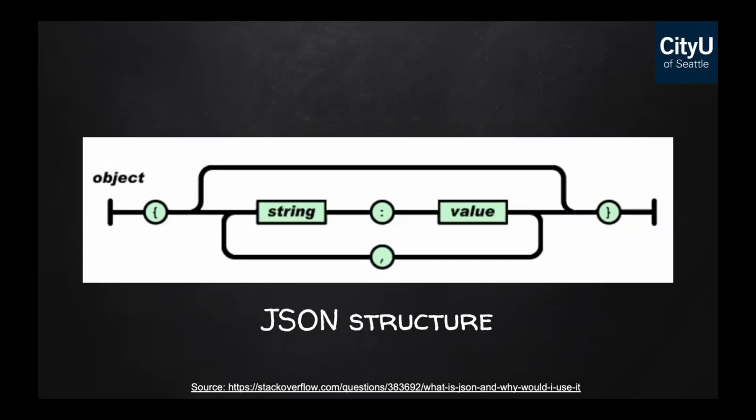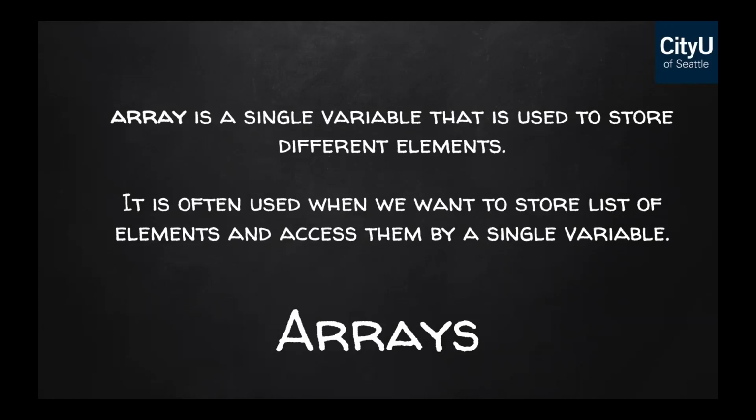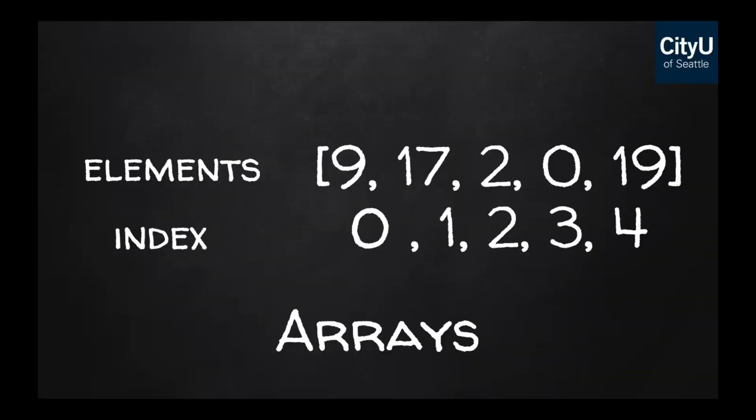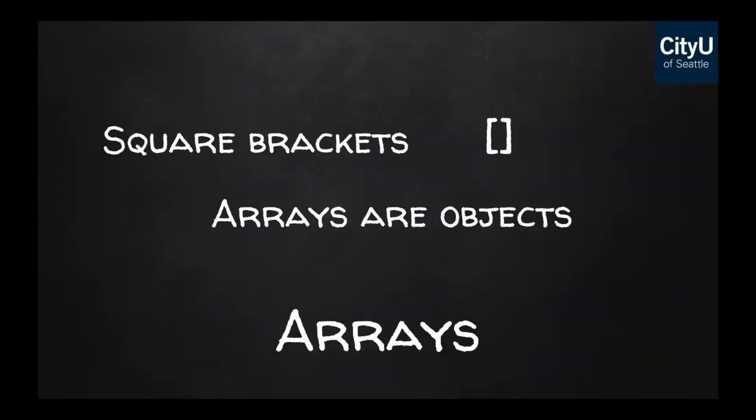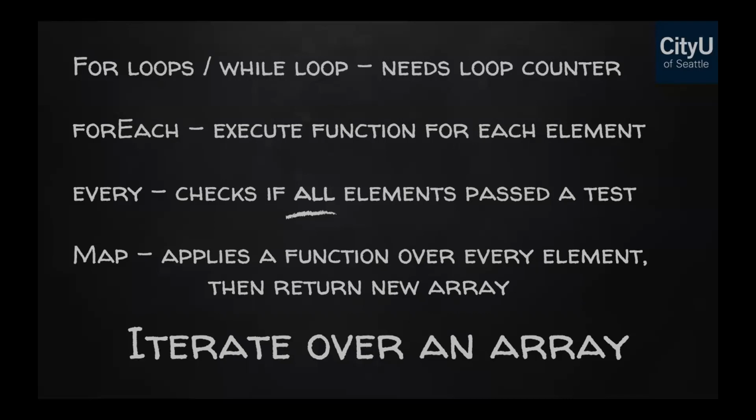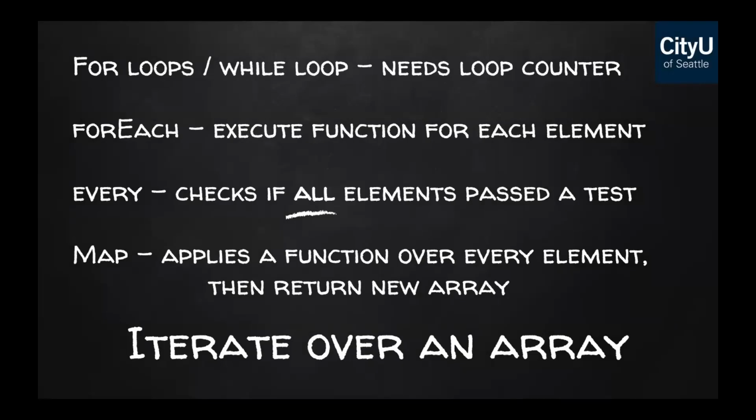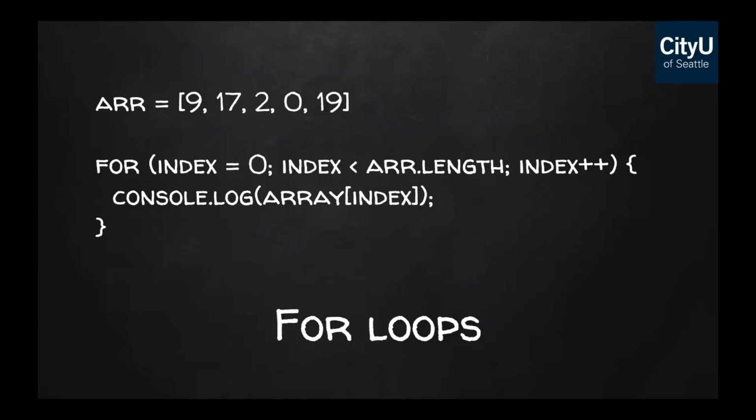So the structure looks like this. Arrays are used to store different elements, and are often used when we want to store a list in a single variable. Elements are the values, and indexes are the places. Arrays are also objects. You have for loops, forEach, every, and map to iterate over the array.